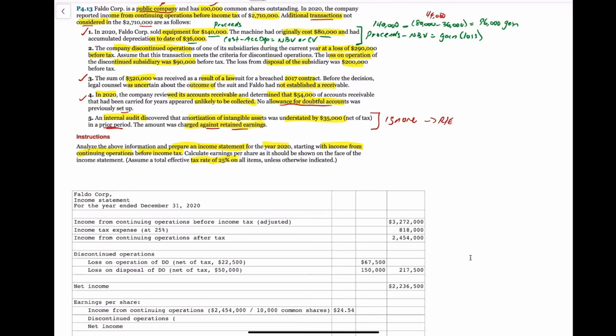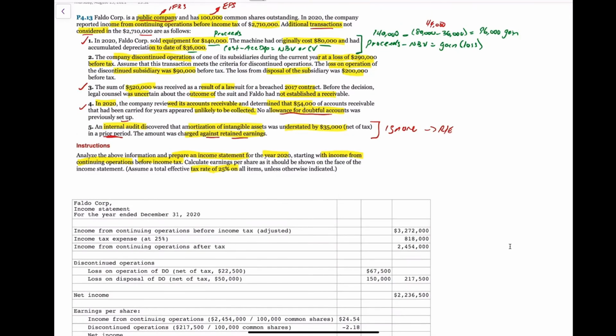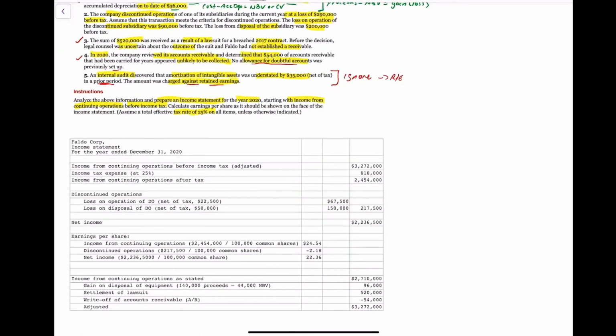That is 217,500, and of course, divided by 100,000. And your net income, of course, one minus the other, 2.36. But that should also be provable vertically and horizontally, right? Because if you also take the 2,236,500, and again, divide by 100,000 common shares, that's the same thing. So there you have it.